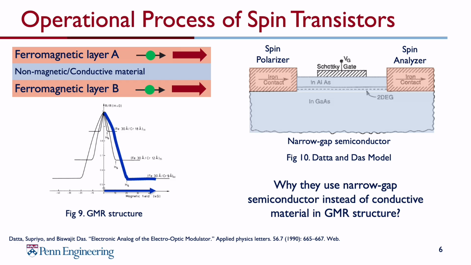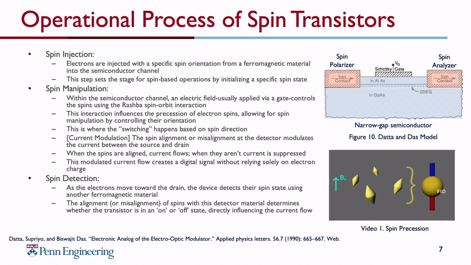Also, narrow bandgap semiconductors allow conductivity control via gate voltage, enabling on and off switching. Finally, they are compatible with heterostructure engineering, enhancing the device's spin manipulation capabilities. Next, I'm going to explain the operational process of the spin transistor based on the Datta-Das model, which we can see on the right. First, spin injection.